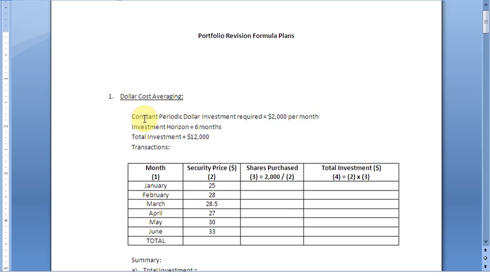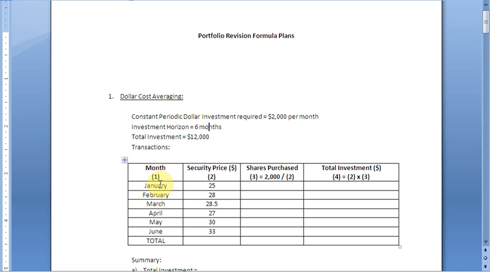Let us specify a few things. What we want here, number 1, is to have a $2,000 per month investment, which will remain constant. So each month from January here to June, we want to invest about $2,000 in our portfolio each month. That will mean that we are looking at a total investment of $12,000 over an investment horizon of 6 months.